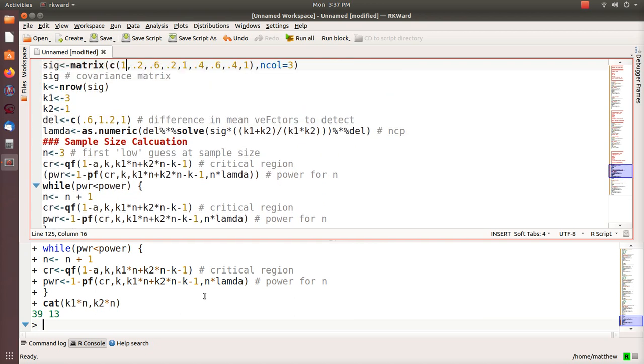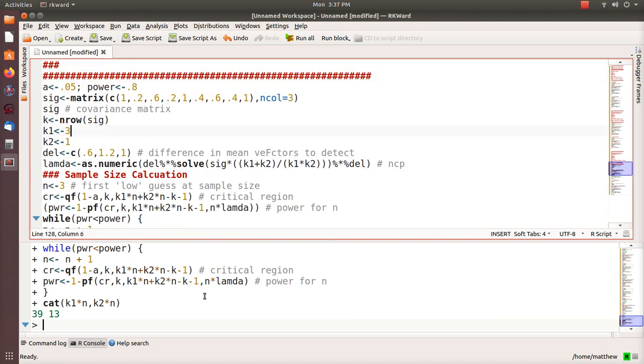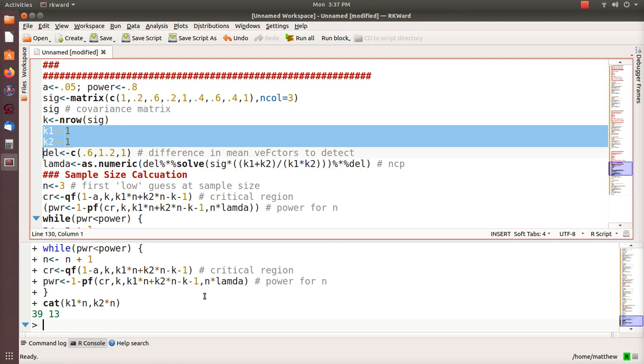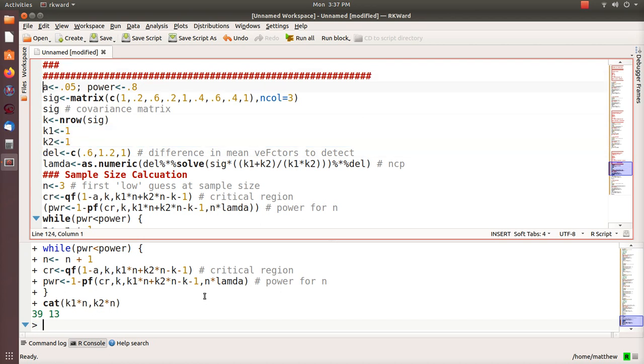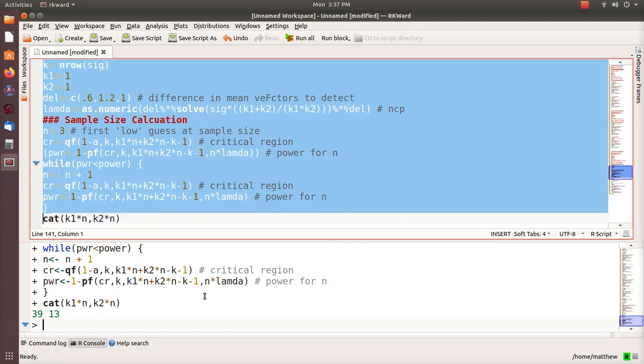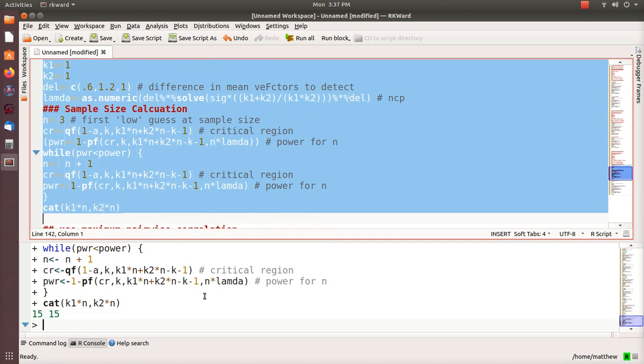Now, one note here is we could just use this program to do all of them. So here's a 1-to-1 randomization. So we put K1 and K2 equal to 1. And if we run this again, we see we get 15 and 15, which is exactly what we got using the previous algorithm. Well, that's all I have for today.